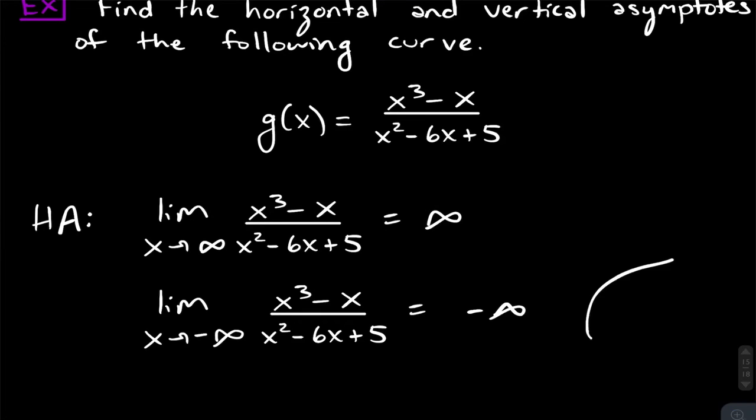Since we go off to infinity and negative infinity here, that means that we have a graph that kind of looks like this, like y equals x cubed. And so we don't have any horizontal asymptotes here. A horizontal asymptote would look something like this, where we have a curve that gets closer and closer to a horizontal line, but it never passes it, never touches it. So there's no horizontal asymptotes.